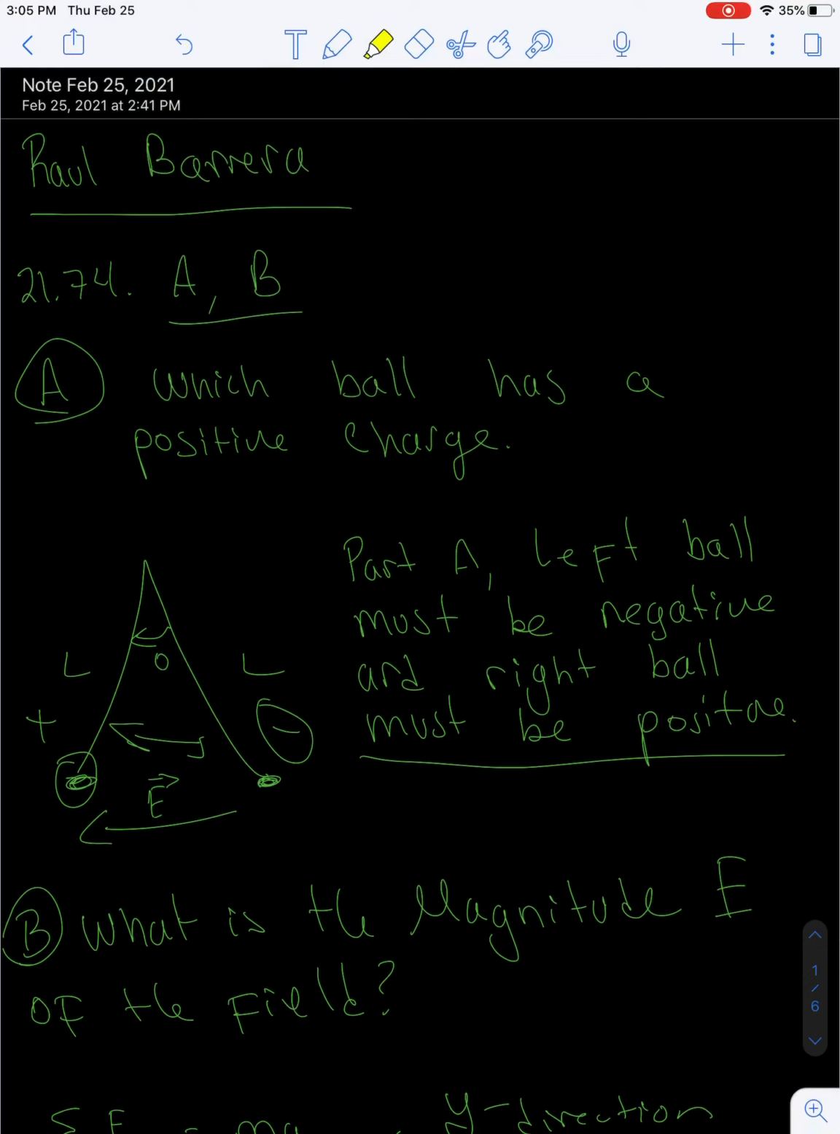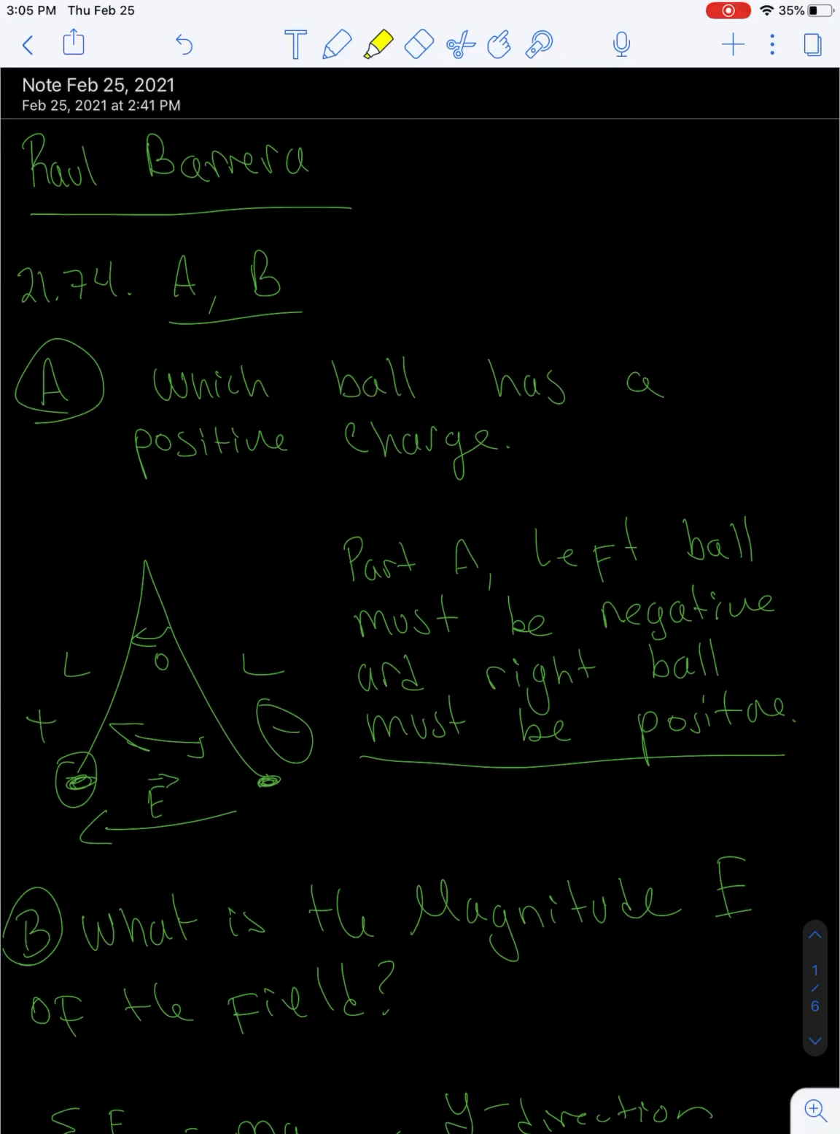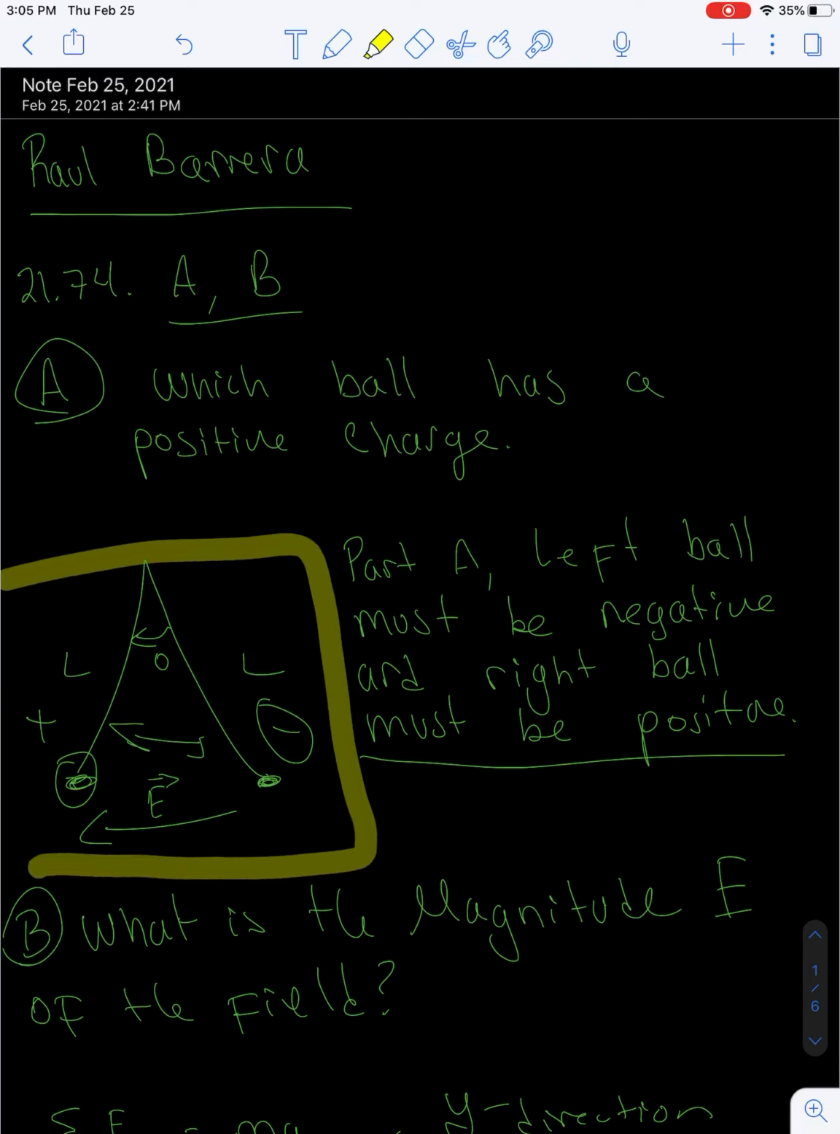So, for example, we are working on 21.74. We are solving first for part A, and then we will be solving for part B. So, for part A, we want to know which ball has a positive charge. In order for me to help out, I always need to have a visual orientation. So this is a diagram from the book.